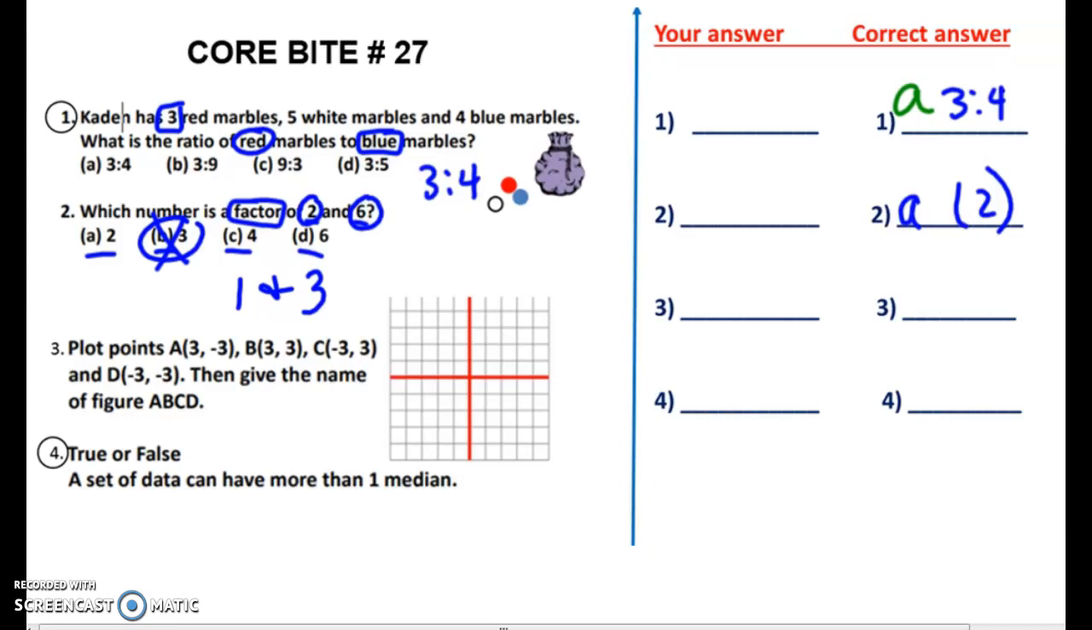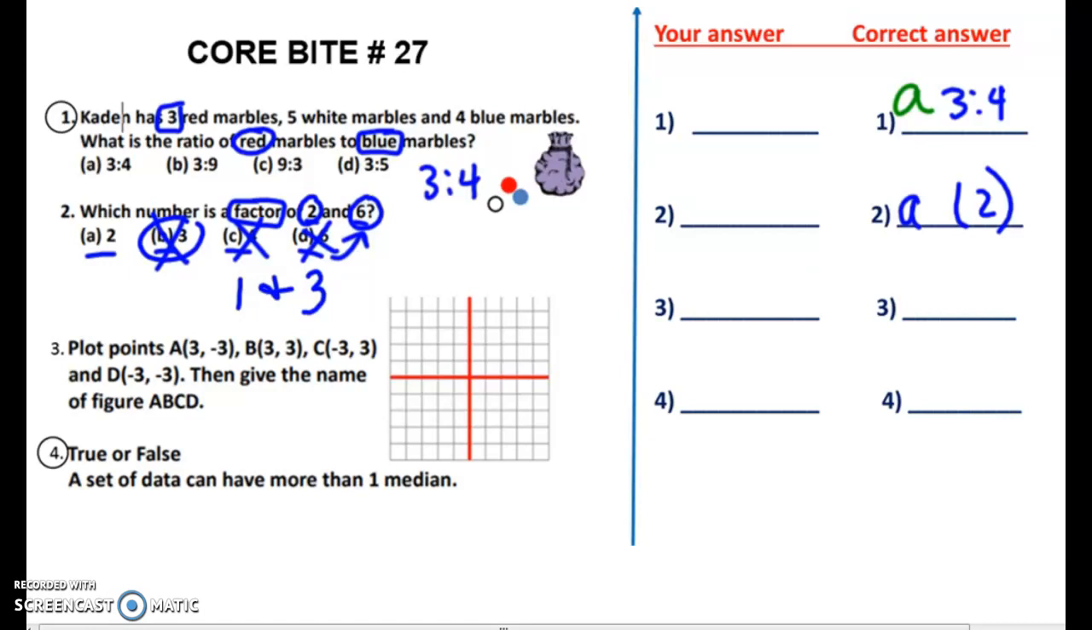C is not correct because 4 does not divide evenly into both 2 and 6. And D was not correct because 6 does divide evenly into 6, but 6 does not divide evenly into 2. So the correct answer was 2. Make sure if you missed that, you understand why.